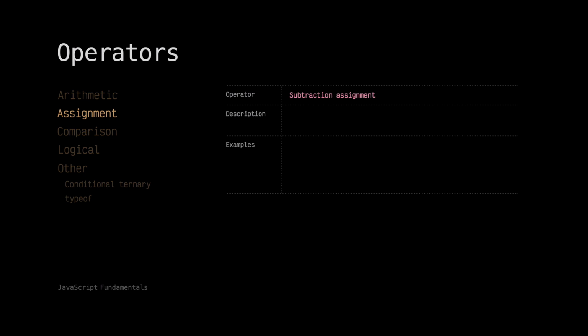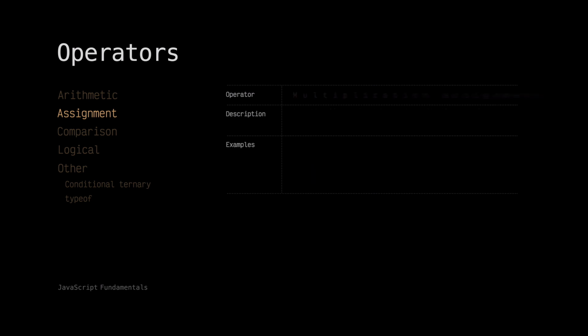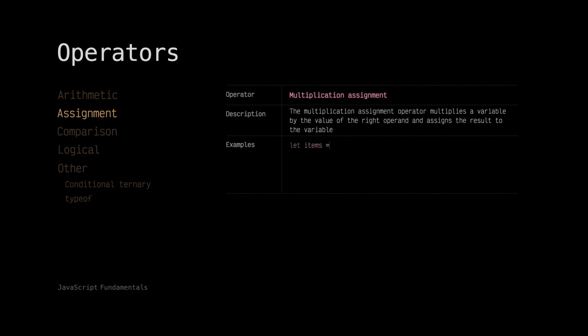Subtraction assignment. The subtraction assignment operator subtracts the value of the right operand from a variable and assigns the result to the variable. Multiplication assignment. The multiplication assignment operator multiplies a variable by the value of the right operand and assigns the result to the variable.